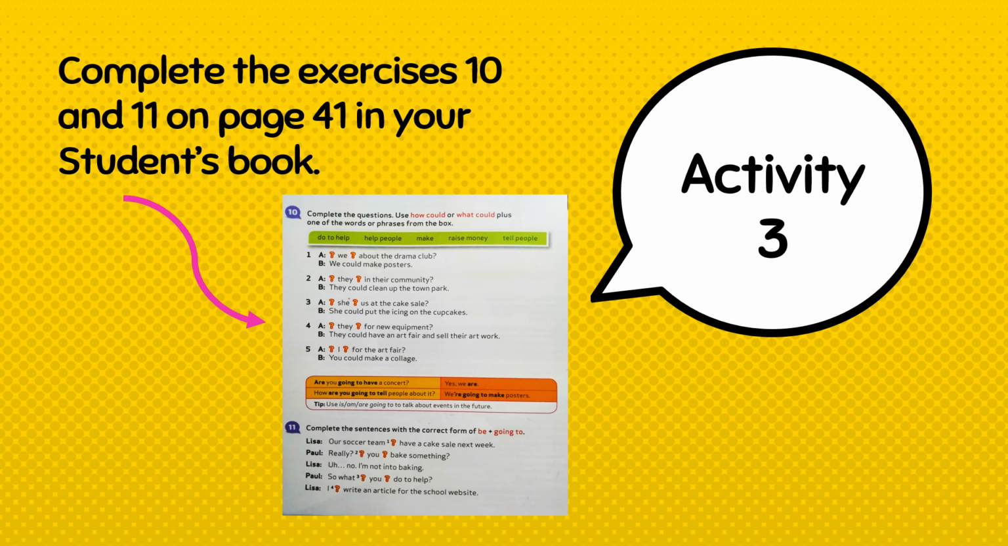Activity 3. Complete the exercises 10 and 11 on page 41 in your student's book. In exercise 10, you have to complete the questions using how could or what could plus one of the words or phrases from the green box. In exercise 11, you have to complete the sentences with the correct form of be going to.